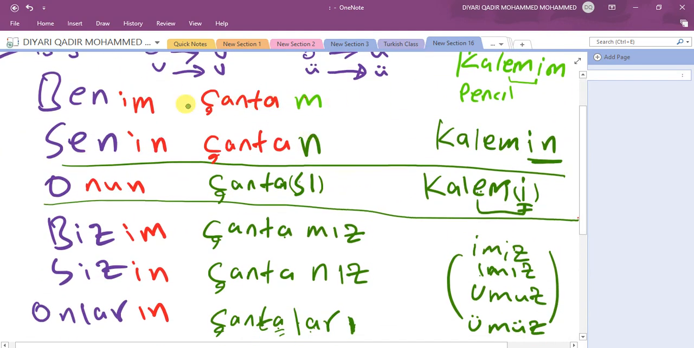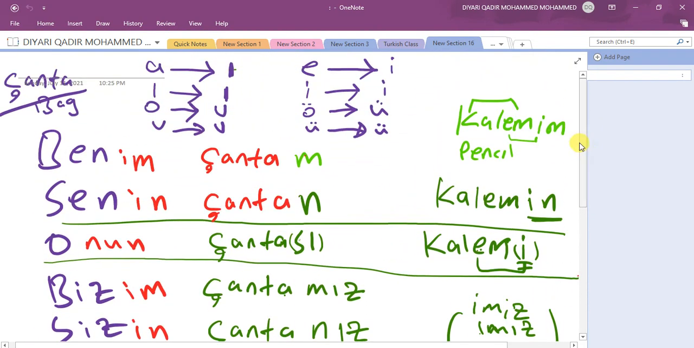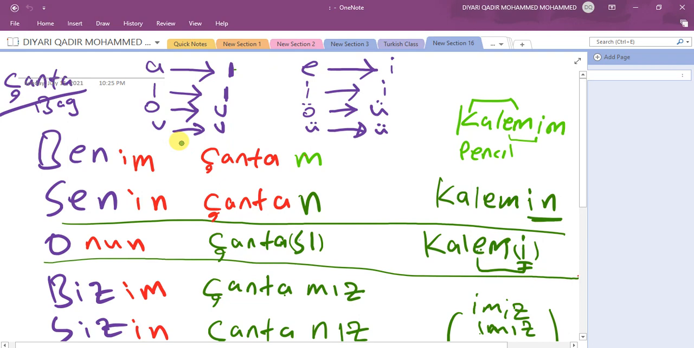Benim çantam, senin çantan, onun çantası, bizim çantamız, sizin çantanız, onların çantaları. So this is a very important part. This is the opening gate toward the grammar of the Turkish language. This is the very basic of Turkish grammar. I hope you understand. This is the first step. If you understand this step, the next steps are going to be very easy.